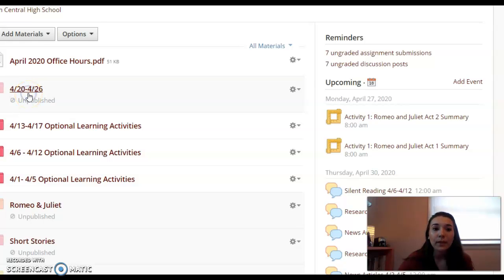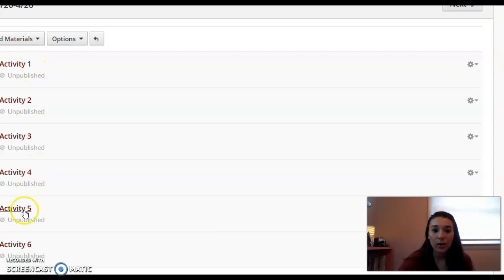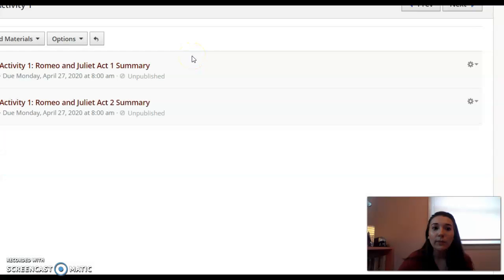But in this folder, there are all 6 of your activities. You must complete all of the different assignments in the folder in order to get the point for the activity. So in Activity 1, there's the summary for Act 1 and Act 2. You must complete both in order to get that point.